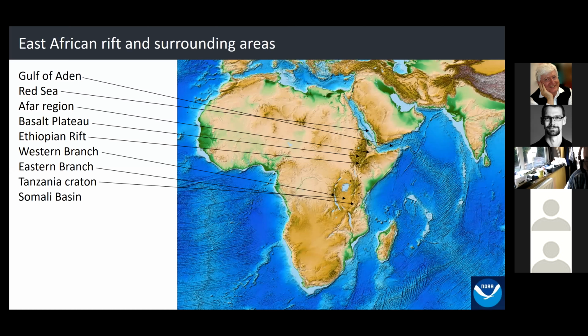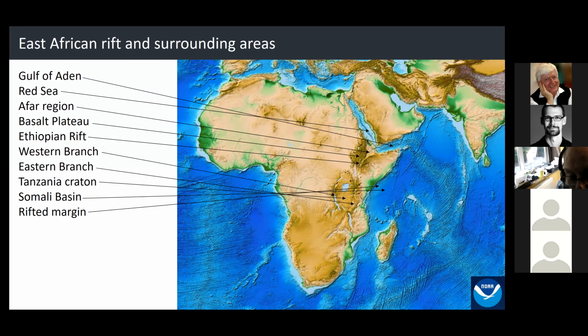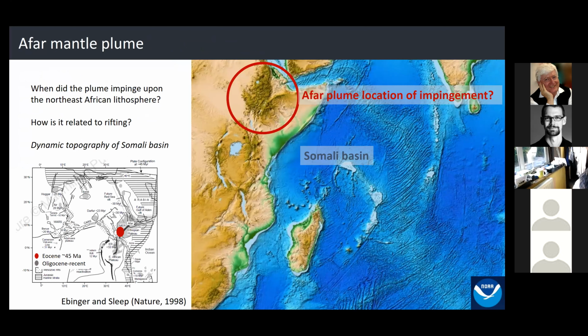The Somali Basin formed after rifting and continental breakup, after which Madagascar moved in a southward direction. So that means that this margin here of Eastern Africa is a rifted margin. The eastern side of our study area is this active seafloor spreading ridge. And then within the Somali Basin is a dead spreading ridge. This figure, the map towards the right, shows the location in the red circle where many studies think that the Afar mantle plume has impinged upon the northeastern African lithosphere. And you can see its relation with the location of the Somali Basin.